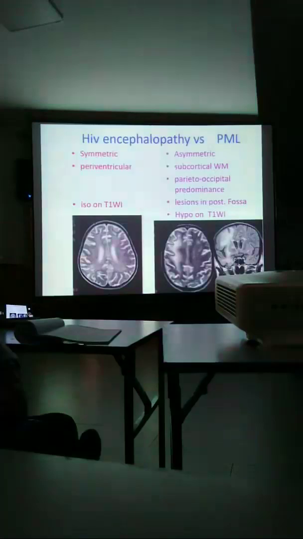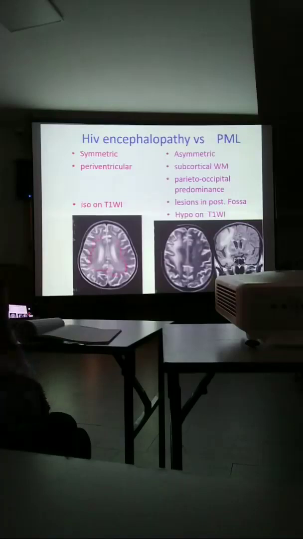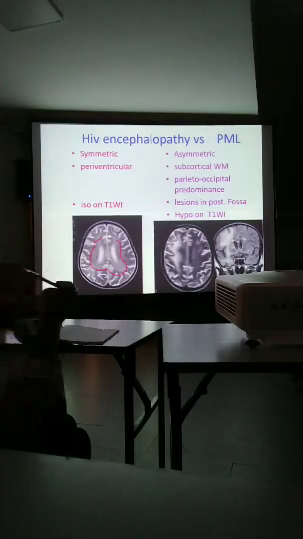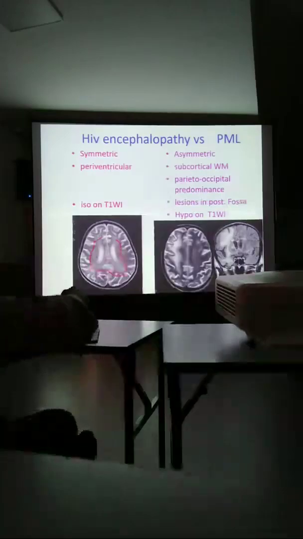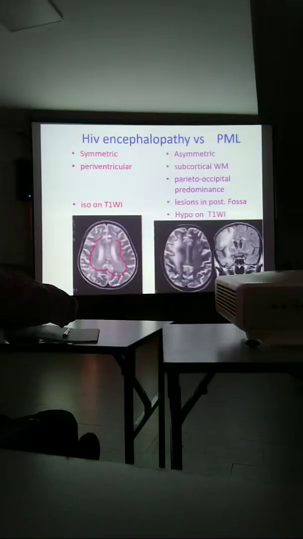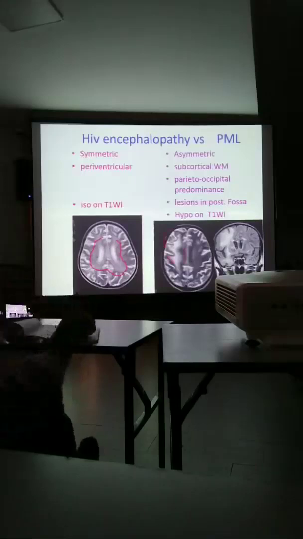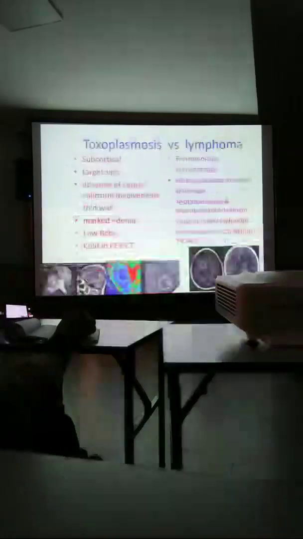Now, we may ask one question, how to differentiate HIV encephalopathy from PML? If you have symmetric white matter involvement, periventricular, isointense or not enhancing with contrast, you should think of HIV. Asymmetric involvement, subcortical white matter, parietal predominant, hypointense on T1 weighted, not enhancing, you should think of PML also.